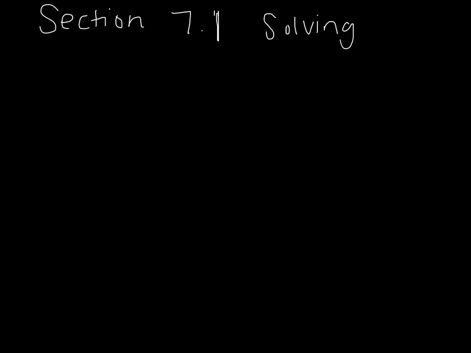Today we are going to do section 7.1. That is correct. We are going to be skipping chapter 6. This is called solving two-step equations.